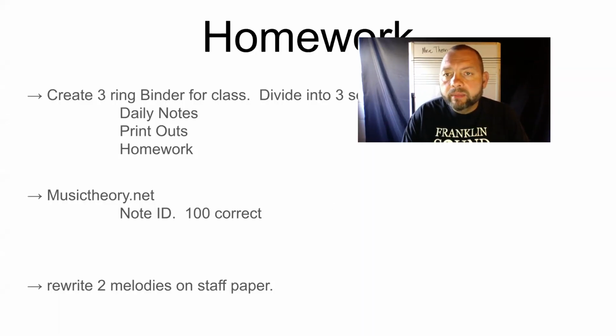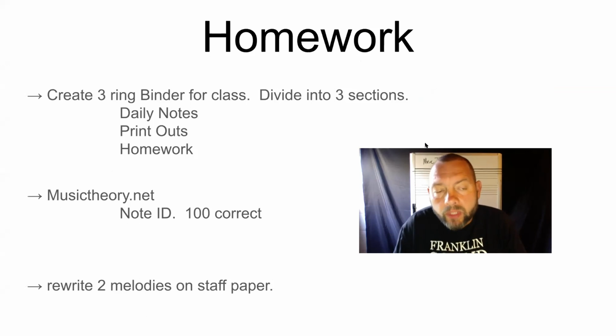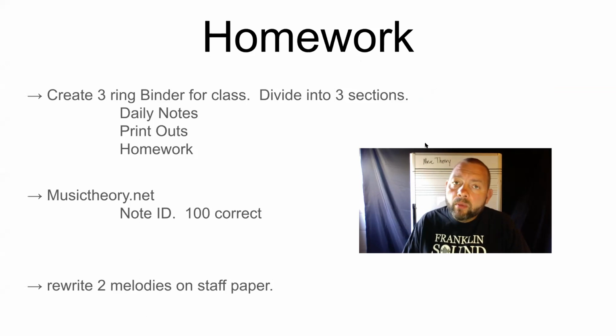And then let's talk about a little bit of homework. So I want you to create a 3-ring binder for class, divided into 3 sections: your daily notes, a printout section, and then also homework. And you're going to keep a hard copy of this AP Theory binder. When you need to turn in homework, you're going to have to turn it into a PDF and submit it that way most of the time, depending. We're going to do some musictheory.net, which I'll show you today, just to get you reinforcing some of these things. And then you're going to rewrite a couple melodies just to practice your notation this week.